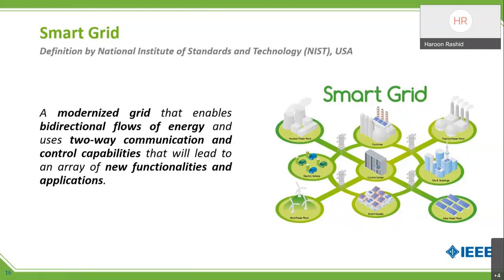You are receiving power from the power station, but there is no reverse approach or reverse communication. So that is a bi-directional flow of energy. Now, it uses two-way communication and control capabilities. Not only communication, but also control capabilities, which led to an array of new functionalities and applications. So different applications are connected in the form of an array with this modernized grid.